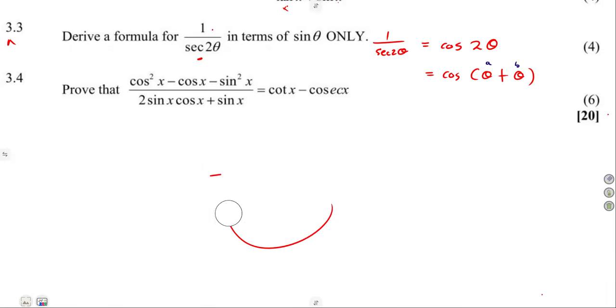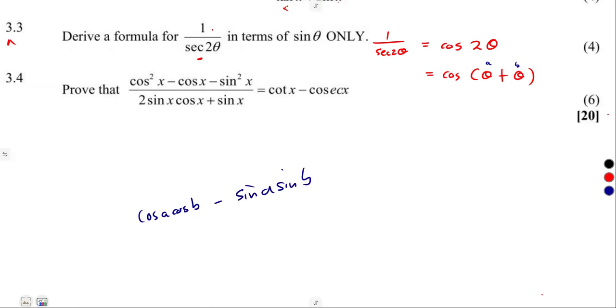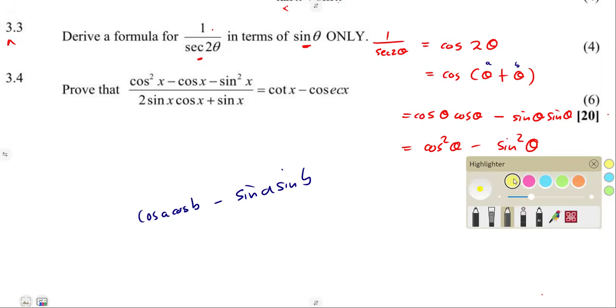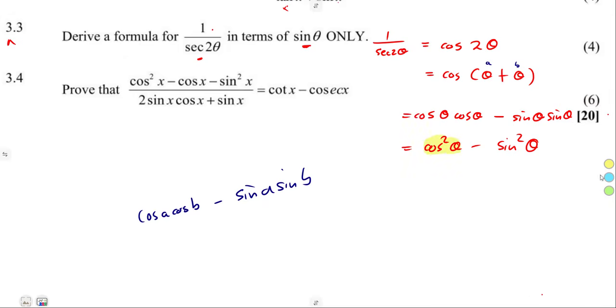So it was supposed to be cos A cos B minus sine A sine B. But A and B are the same. So it is simply going to be cos of theta, cos of theta, minus sine of A, sine of B, which is sine of theta, sine of theta. So cos times cos, that's a cos squared. Sine times sine, that's a sine squared. In terms of sine theta only, so we're supposed to get rid of the cos, because we need a sine.